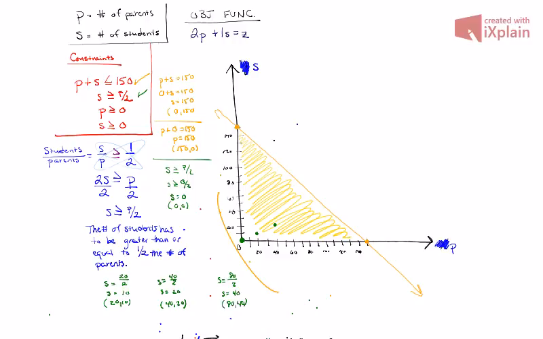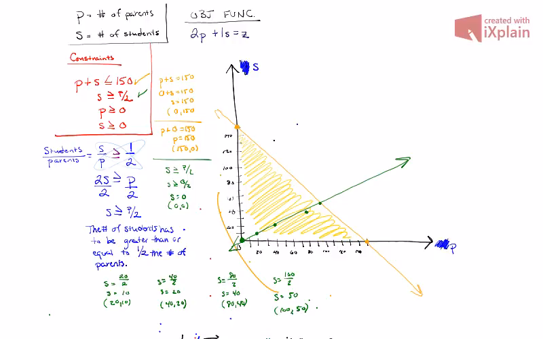And perhaps you're even seeing a pattern as I'm doing this. It looks like whatever p value I pick, the s value will be half of it. Okay, so we will connect those points. And then we need to decide which way to shade. So this time I cannot use the origin as a checkpoint because the line is using it.